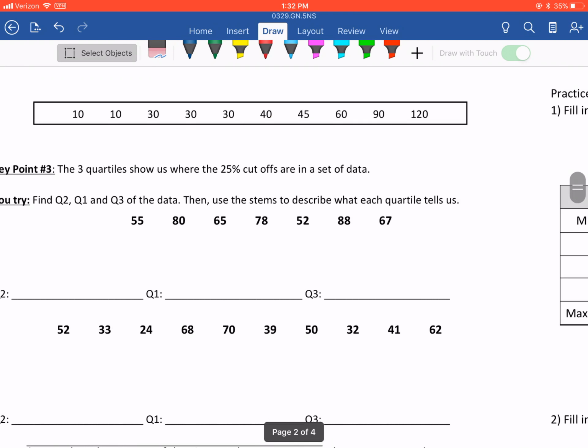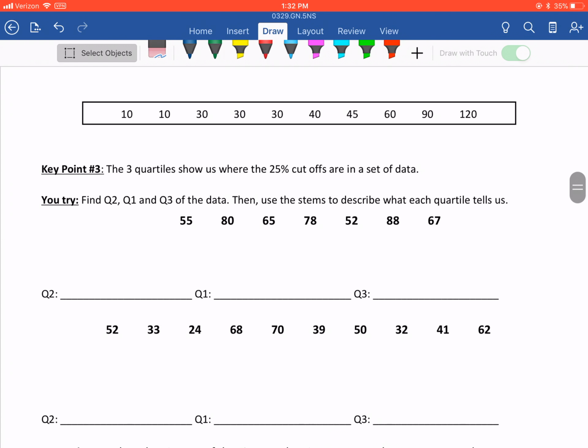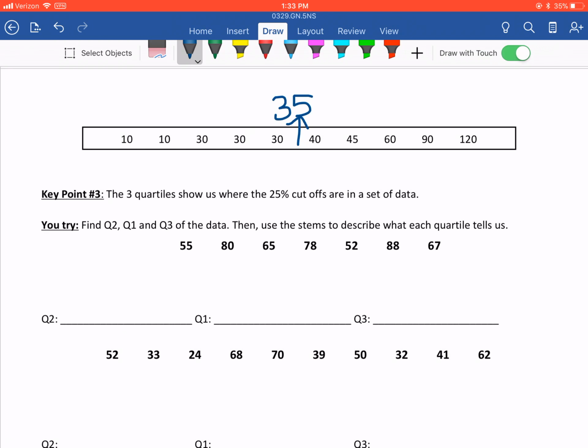All right, we're going to go ahead and flip it over. So before we look at key point number 3, I'm just going to explain very quickly. This set of data right here, we've already worked with. We already know what Q1, Q2, Q3 are because it was what we did first. So when I write this, it's not because I am a witch who just knows all the answers. It's because we've actually already worked it out. So Q2 was 35, Q1 was 30, and Q3 was 60. Again, I already know that because we've already solved it. It was the first one that we did on the first page.